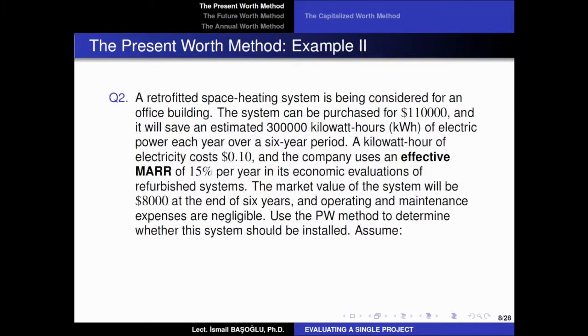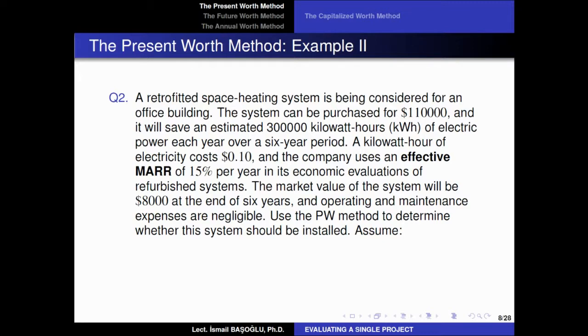Now we are going to solve another question related to the present worth method. We have a retrofitted space heating system, and it is being considered for an office building. The system can be purchased for $110,000, and it will save an estimated 300,000 kilowatt hours of electric power each year over a 6-year period.